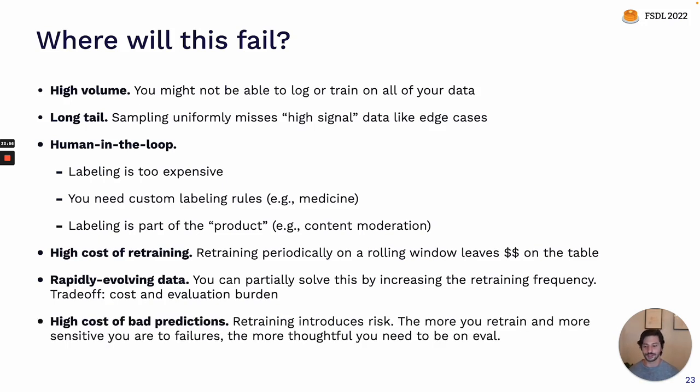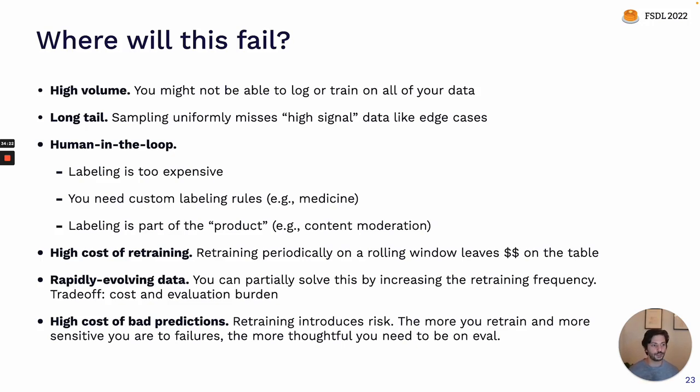The final failure mode is situations where you have a high cost of bad predictions. One thing that you should think about is that every single time you retrain your model, it introduces risk. That risk comes from the fact that the data that you're training the model on might be bad in some way. It might be corrupted, it might have been attacked by an adversary, or it might just not be representative anymore of all the cases that your model needs to perform well on.